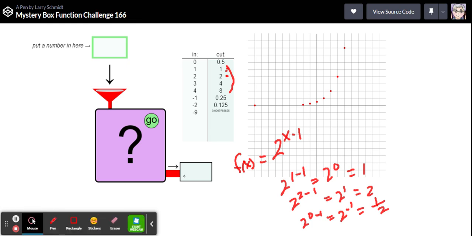So let's go ahead and take a look at that. Yeah, this is 2 to the x minus 1, and we can graph that. So you see the same exponential shape. It's really just been moved over a little bit to the right from where we'd expect it to be.